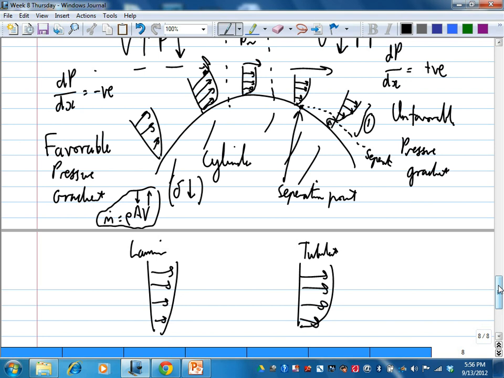So, number one, separation will only happen in an unfavorable pressure gradient. Number two, turbulent flow is more resilient to separation. Turbulent flow is more resilient to separation.